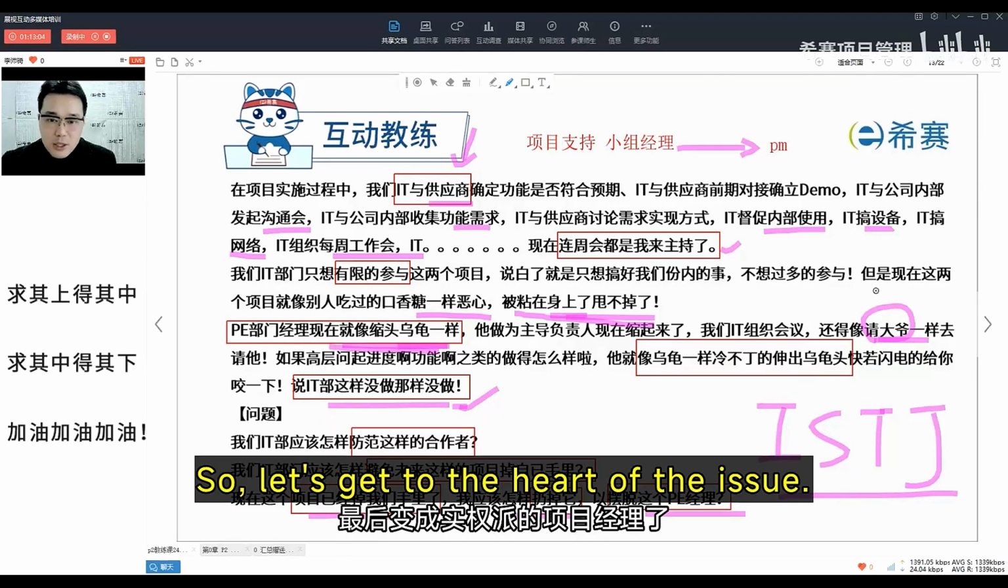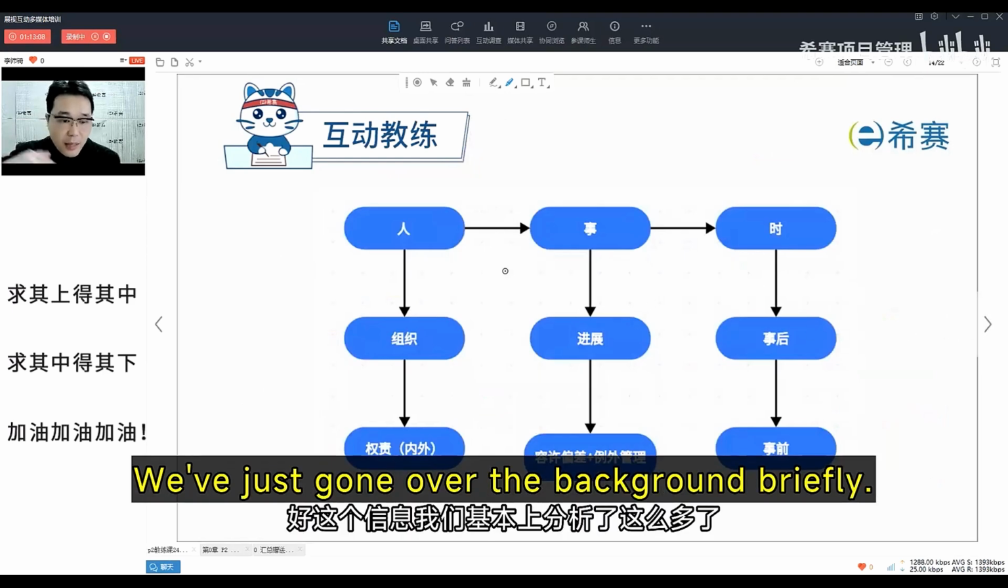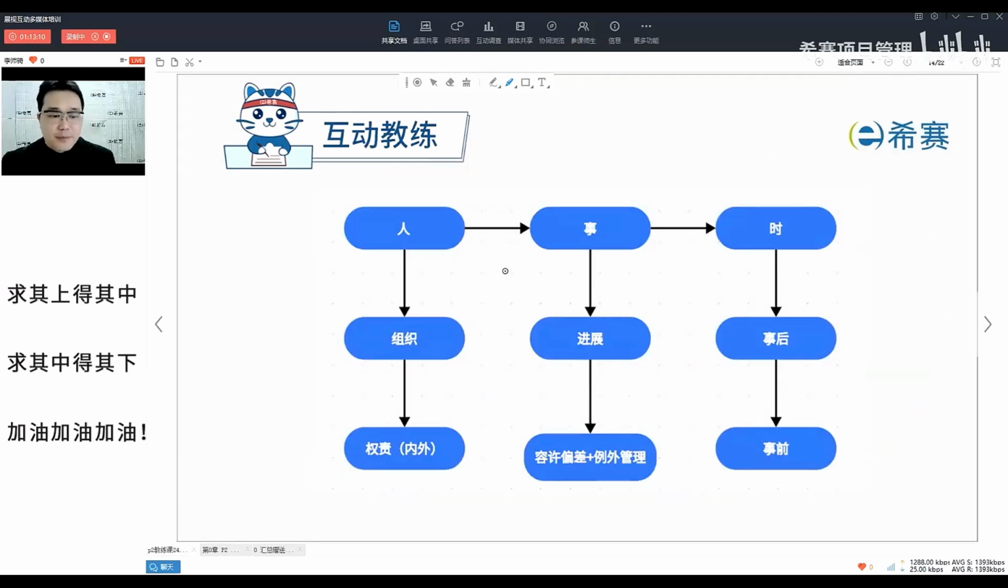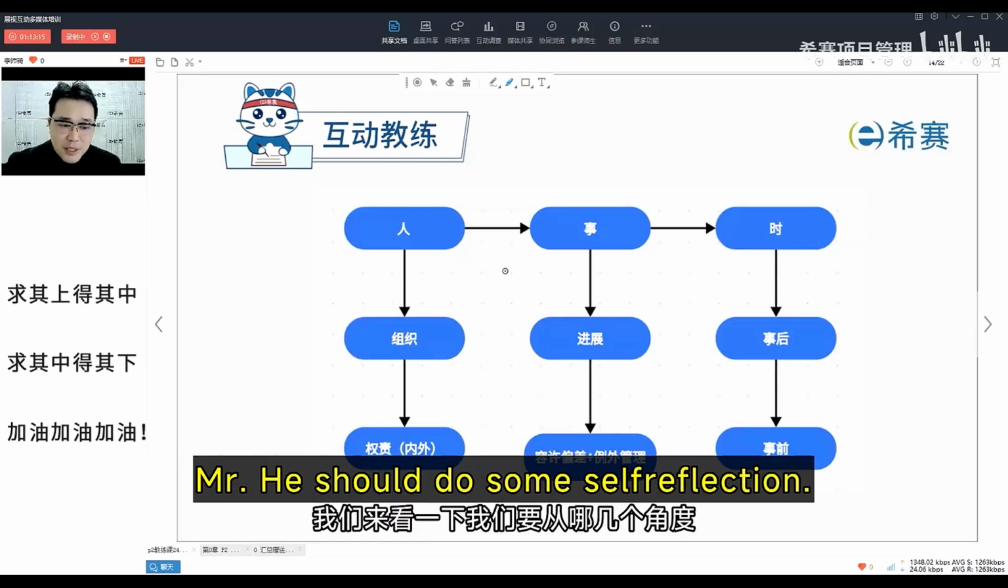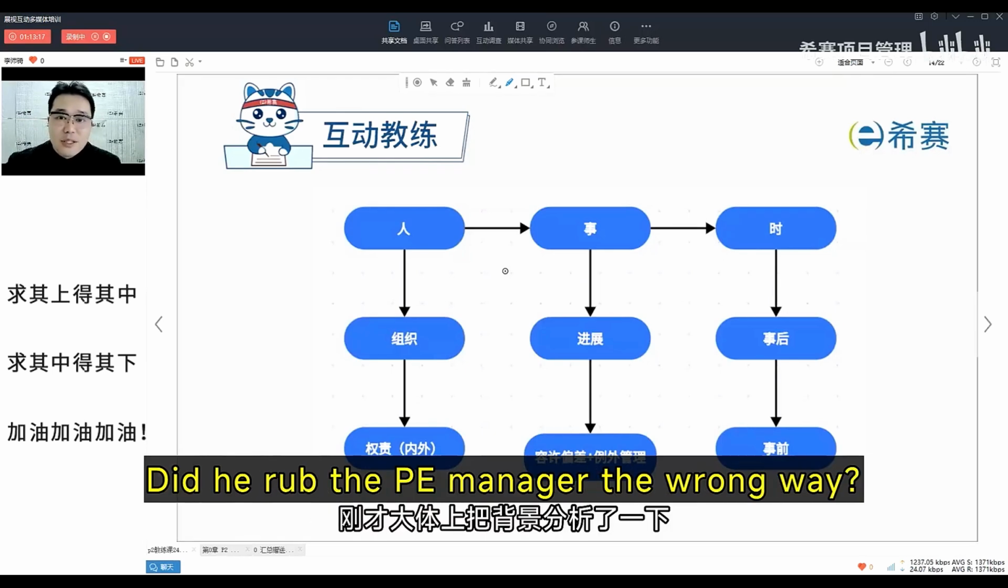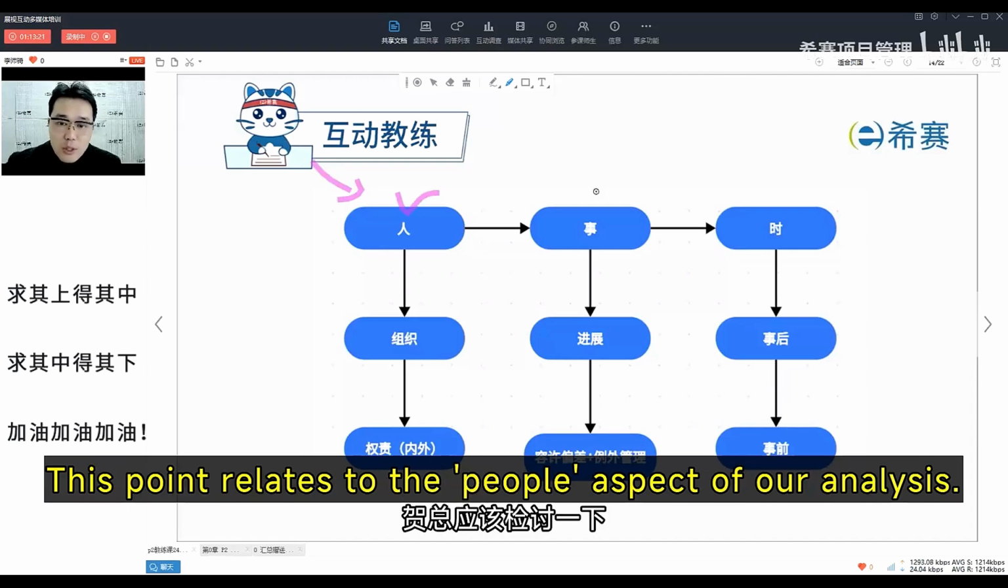So, let's get to the heart of the issue. What angles should we approach this from? We've just gone over the background briefly. Alright, Xiao Chao mentioned that Mister, he should do some self-reflection. Did he rub the PE manager the wrong way? That's a good point, and it was brought up quickly. This point relates to the people aspect of our analysis.